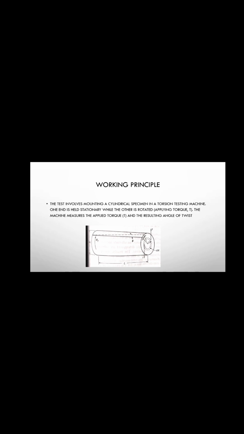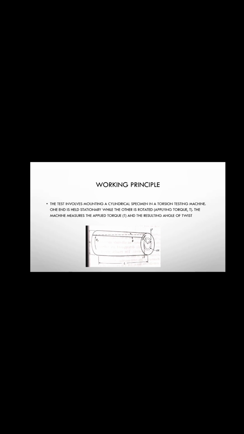And when we come to the working principle, imagine holding a metal rod firmly at one end and twisting the other end. What happens? The rod starts to rotate and experiences shear stress inside it. That is exactly what we do in a torsion testing machine. First, we fix the specimen between the two grips of the machine. One end is kept fixed and the other end is rotated slowly. As we rotate it, torque is applied to the specimen.